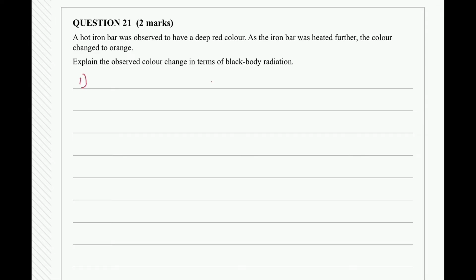So the first step is to describe what's happened in terms of black body radiation. Heating the iron bar represents black body radiation.